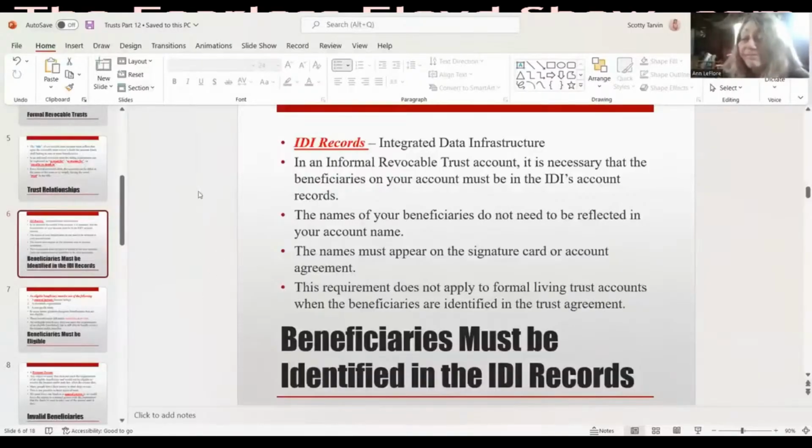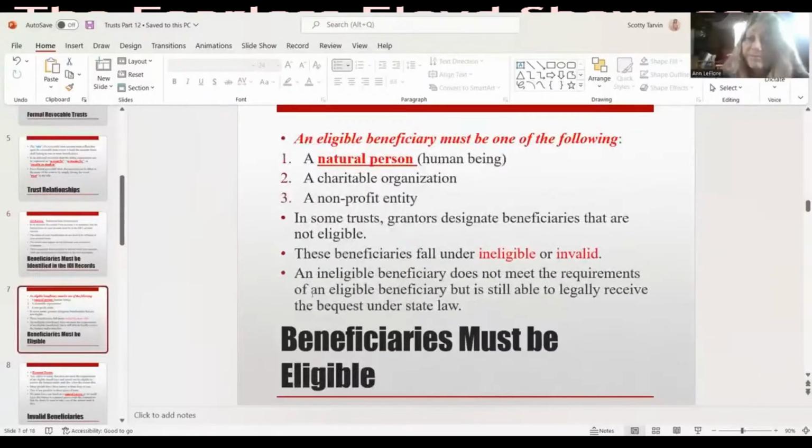Yep. All right. So, IDI master file, Panel 7: beneficiaries must be eligible. An eligible beneficiary must be one of the following. Number 1, a natural person or human being. Number 2, a charitable organization. Number 3, a nonprofit entity.